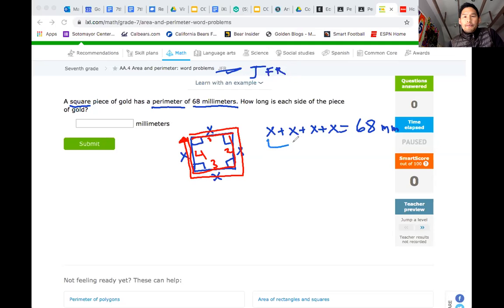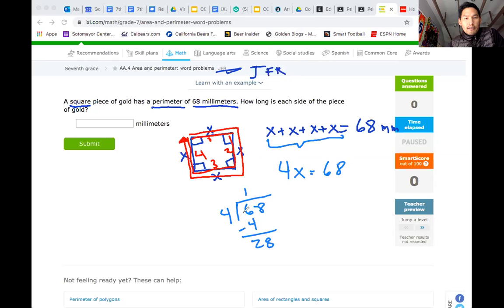So we've got X plus X plus X plus X. That's 4X equals 68. What times 4 gets you 68? I can work that out in my head a couple of ways, but I'm going to do division, the easiest way for me. I know that 4 goes into 6 one time. Subtract, pull the 8 down. I know 4 times 7 is 28, and that's 0. So each side, X, is 17.